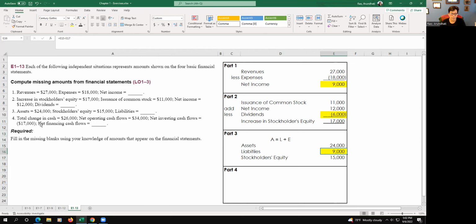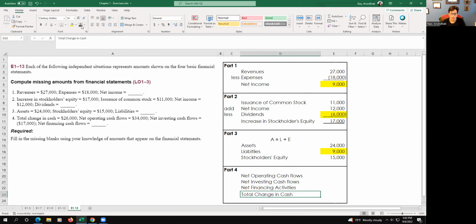Now, finally, let's look at the statement of cash flow. They've told us a net change in cash is 26. Operating activities have 34. Investing activities, I have minus 17. And I need to figure out the financing activities. Again, a very simple exercise. Let me write these down. Okay. Operating, investing, and financing, when you add up all of these, you will get the net change in cash.